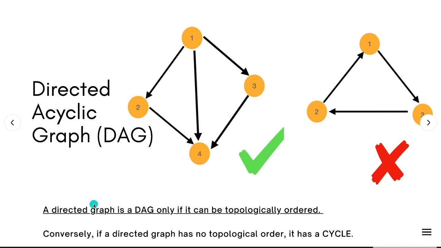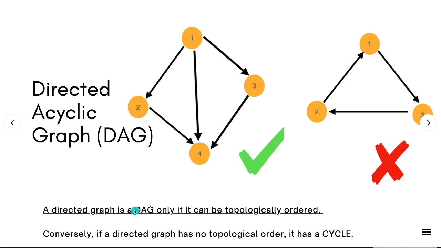So the most important takeaway from this slide is that a directed graph is a DAG only if it can be topologically ordered. It should have at least one topological order for a directed graph to be a directed acyclic graph. And this means that conversely, if you cannot actually obtain a topological order for a directed graph, that means it must contain a cycle. It can have several cycles, but it must contain a cycle if we are not able to get a possible topological order for a particular directed graph.